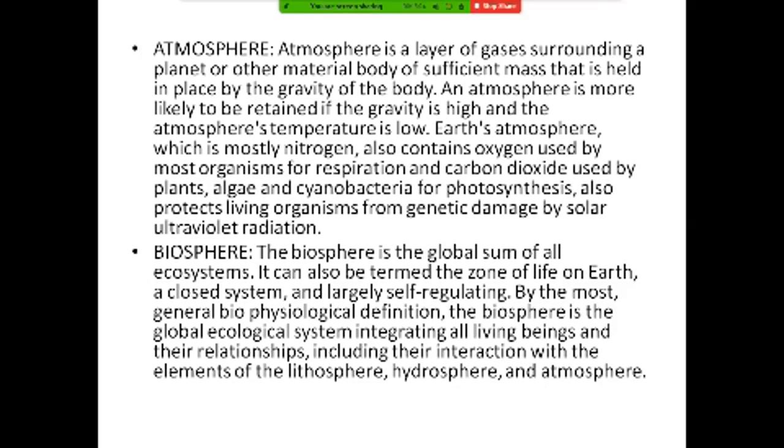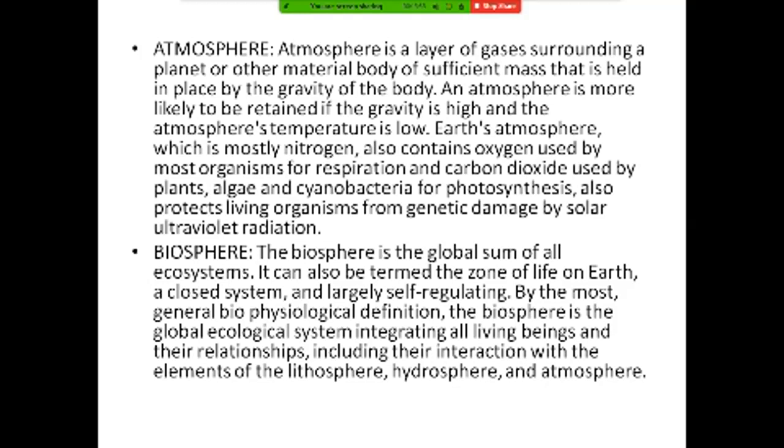And what does this atmosphere consist of? It consists of different types of gases, but especially mostly nitrogen. And it also consists of oxygen. As we know, oxygen is very important for all the living organisms which live on the earth. We inhale oxygen and we exhale carbon dioxide. And this exhaled carbon dioxide is used by plants, algae and cyanobacteria in the process of photosynthesis.